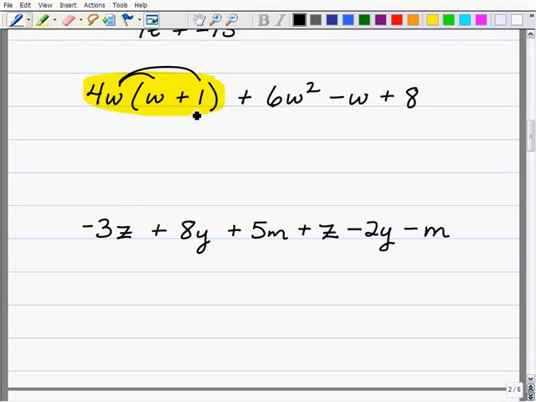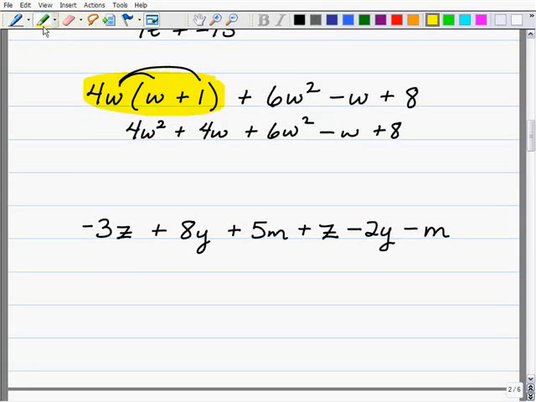Now that's another way to rewrite this expression. So this is going to be 4w times w, 4w squared. If you don't get that, go back and take a look at the distributive property video. Now we have 4w times 1, so it's going to be plus 4w. And we have plus 6w. We're just going to rewrite the remainder of the expression.